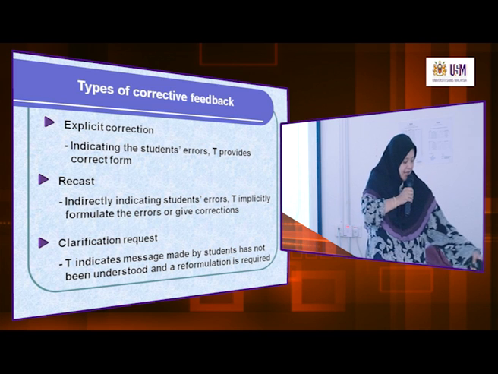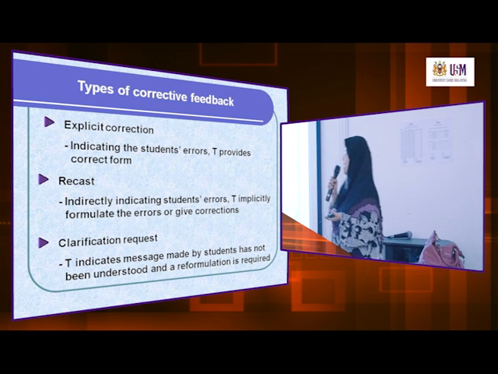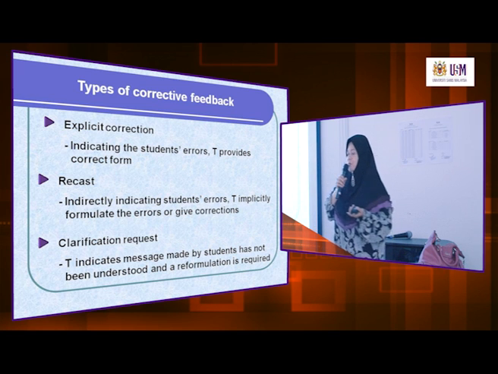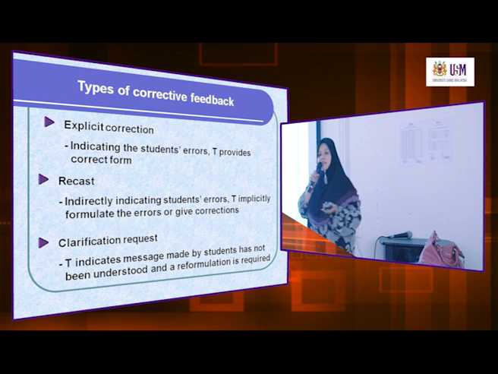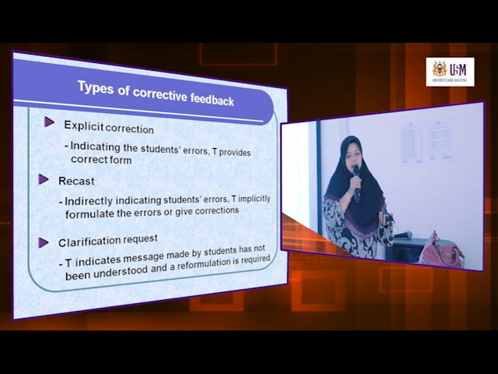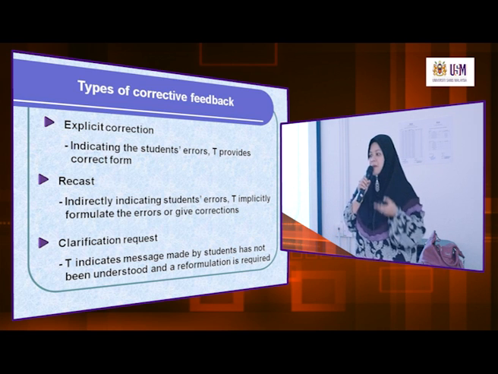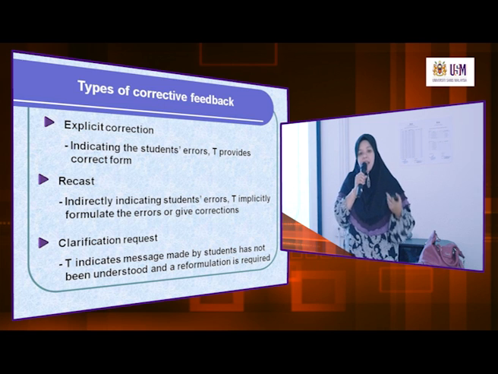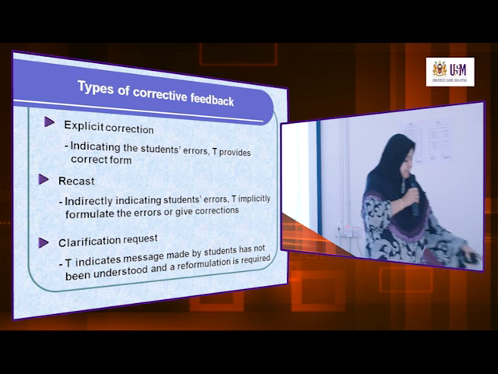Types of corrective feedback. Explicit correction. This is the first thing that you have to do. Explicit correction means indicating the student's errors. Teacher corrects the form, so you do it there and then. When the students make mistakes, you correct them simultaneously. That is explicit correction.